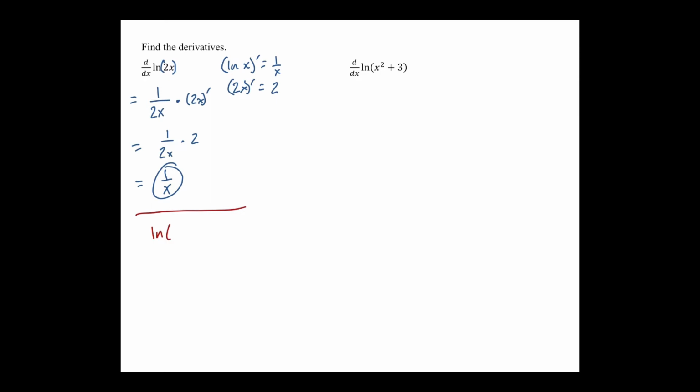Remember that you could write ln of 2x as ln of 2 plus ln of x. Well, if you were to take the derivative of this right here, what would happen? This right here is a constant. ln of 2 is a constant, so that is 0, plus the derivative of ln of x is 1 over x. So that's another way to approach that problem where you don't even use the chain rule.